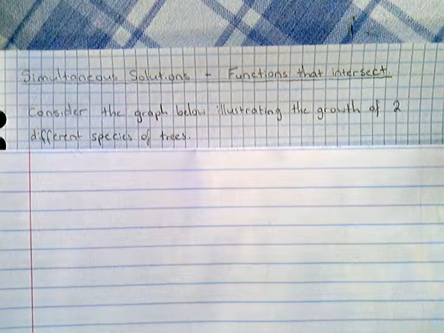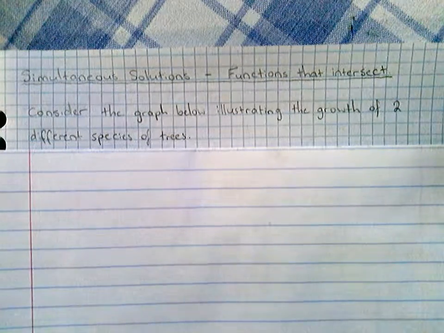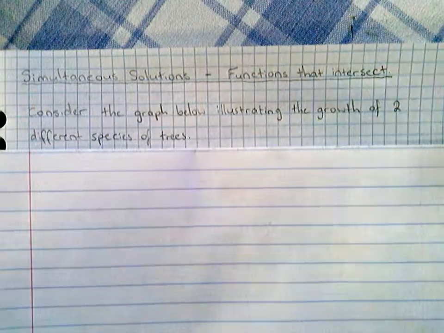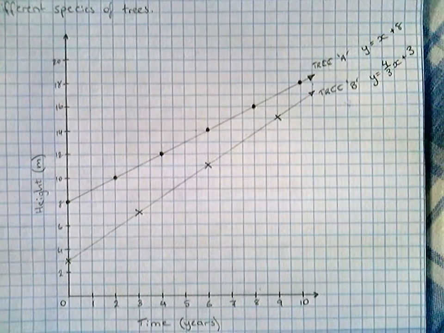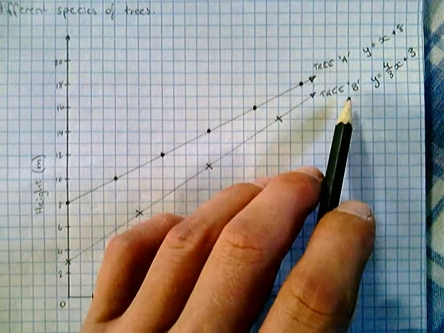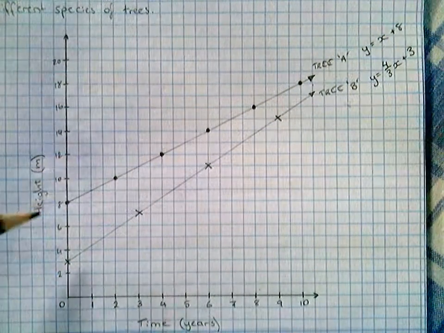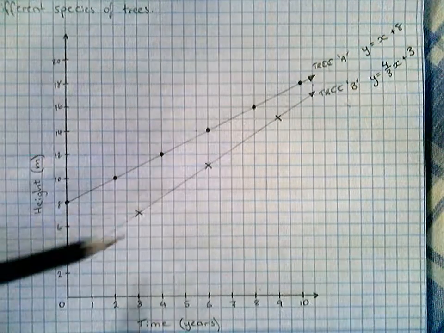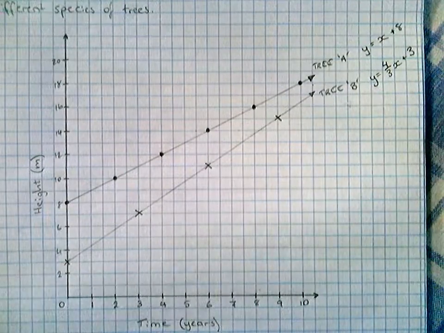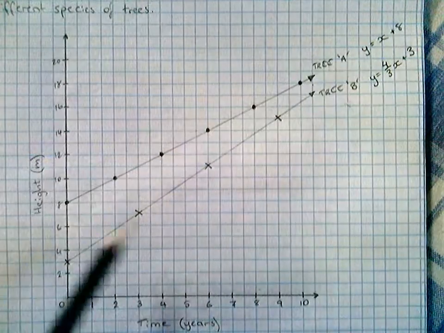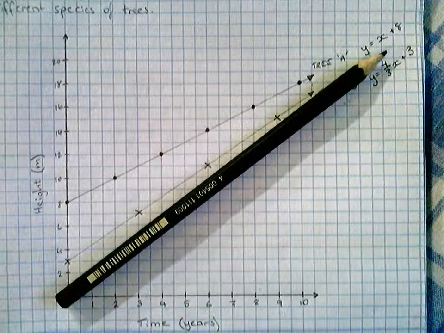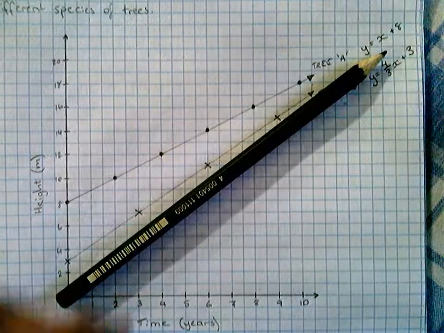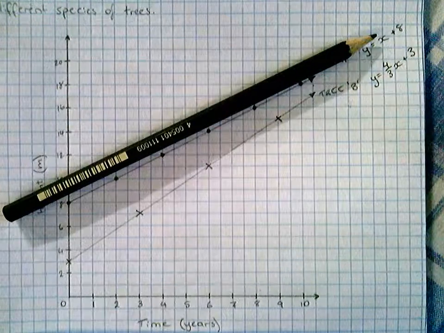How I'm going to go through explaining it is consider the graph below illustrating the growth of two different species of trees. Now, I haven't called them any particular name, these types of trees. All I've done is called them tree A and tree B. And what these two lines are representing is the growth of two particular trees. And you'll see that the growth of each tree is different. This one appears to be growing a bit faster than this one.